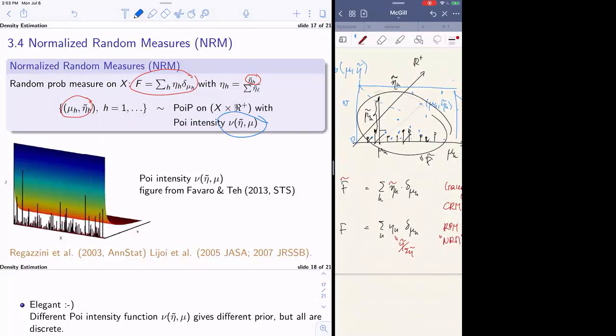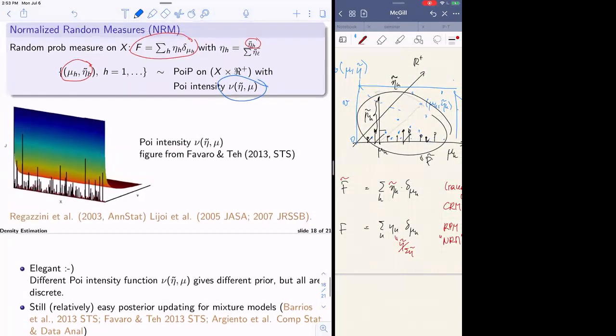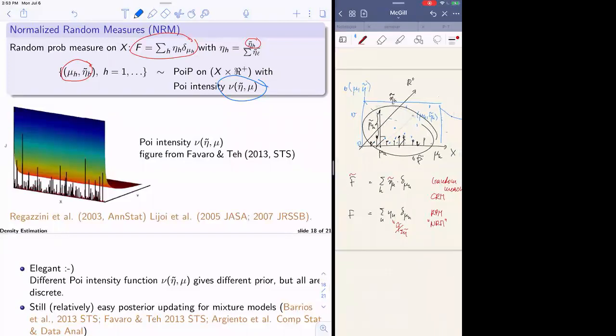Depending on what intensity you choose, you get a different random probability measure. This picture here is stolen from a paper by Stefano Favaro and G.E.P. And there's a fast-growing literature on these processes. It's very elegant, the whole construction. I could talk you through it in that little slide that still fits on the right side. That's really all that's to be said about it.